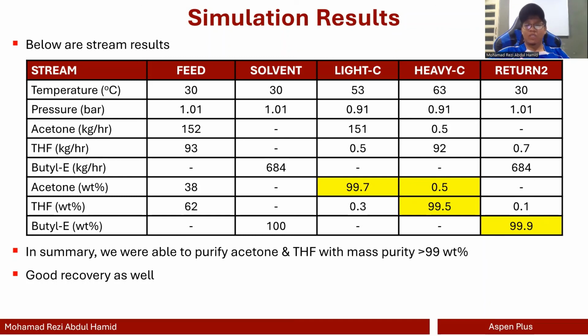So in summary, we are able to obtain our high purity acetone, or basically we were able to separate acetone from THF, having a mass purity of more than 99%, or in this case, I was able to get 99.7, 99.5, and 99.9 weight%. And of course, good recovery as well, because having high purity but low recovery is not great. So make sure to have those two conditions met.